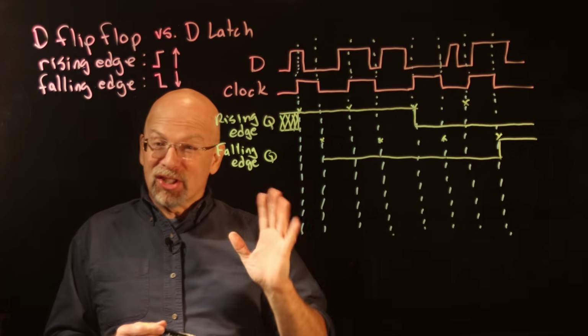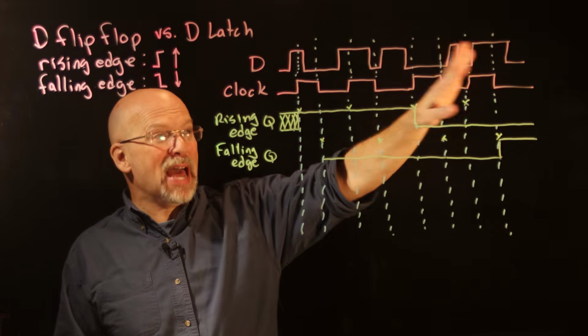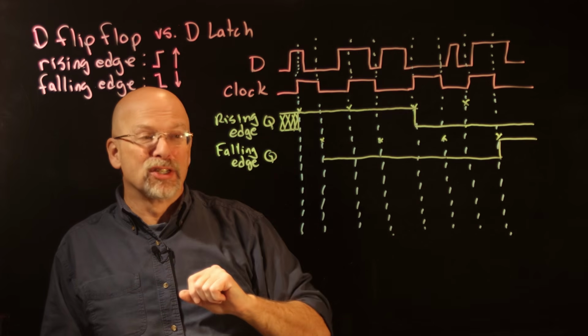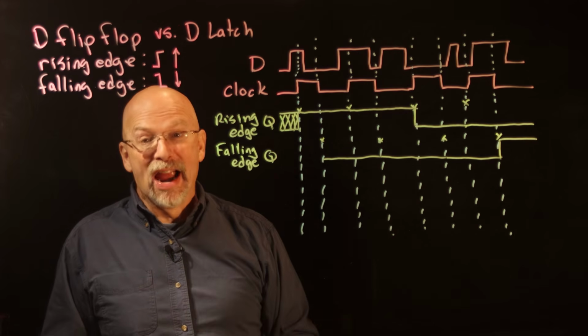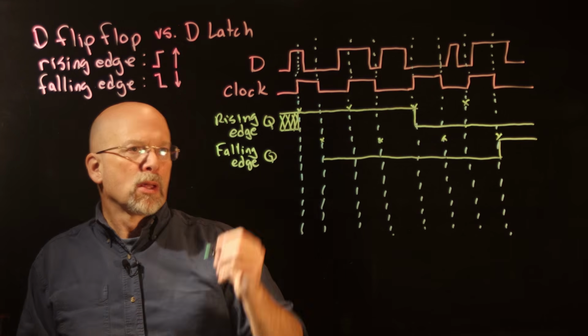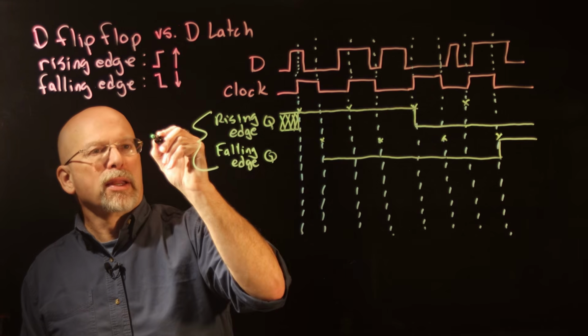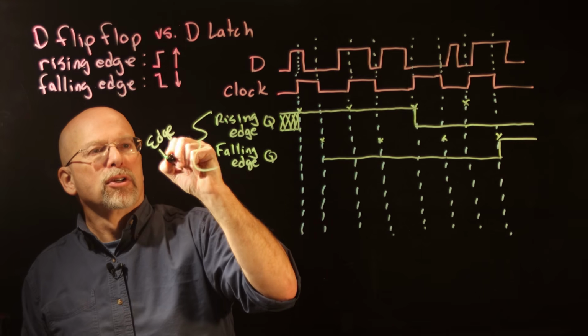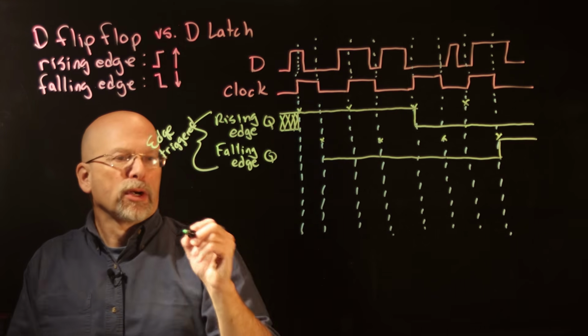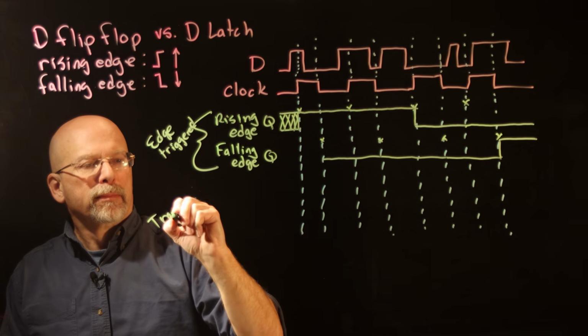So we put the same pattern into a rising edge D flip-flop and into a falling edge D flip-flop. We got very different outputs in Q, didn't we? All right, so these two right here are edge triggered. Now what we're going to do is transparent.